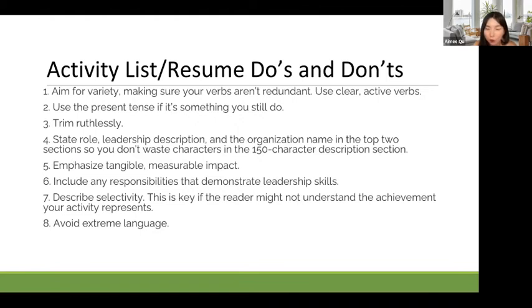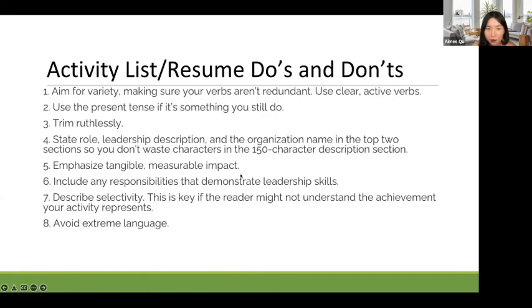So one, you'll notice the strict word count. So you want to trim ruthlessly. You want to be a master at editing. Don't use the same verb. That's just bad writing. Vary your word choice. Use clear active verbs. And here you'll notice that I said emphasize tangible, measurable impact.